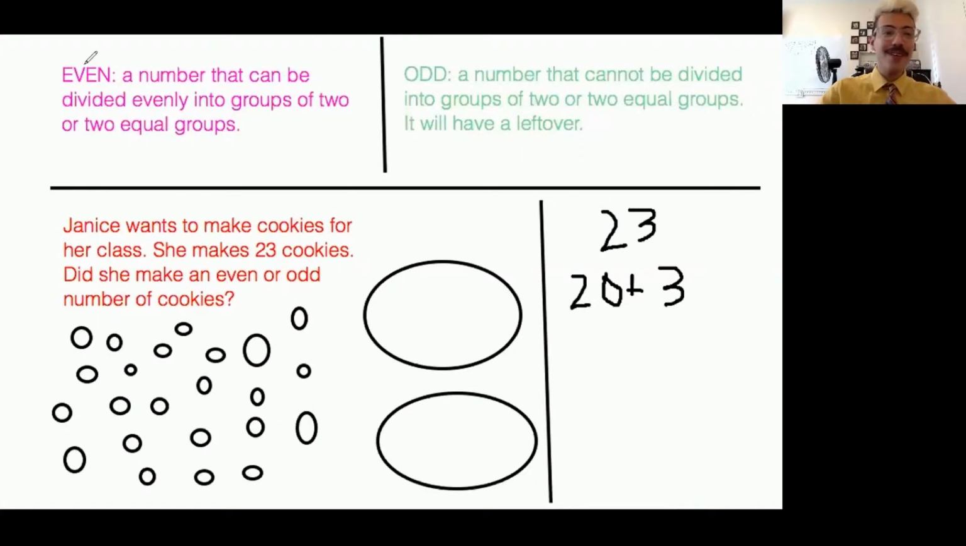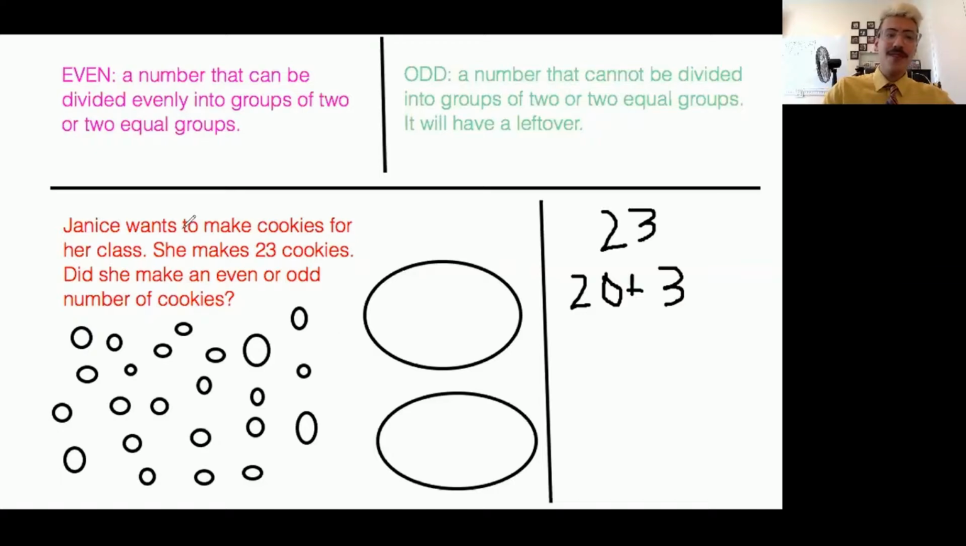So in review, an even number is a number that can be divided evenly into groups of 2 or 2 equal groups. An odd number is a number that cannot be divided into groups of 2 or 2 equal groups. It will have a leftover. Now that we know what an even and odd number is, let's practice.